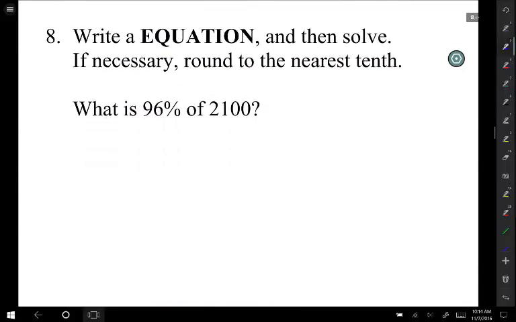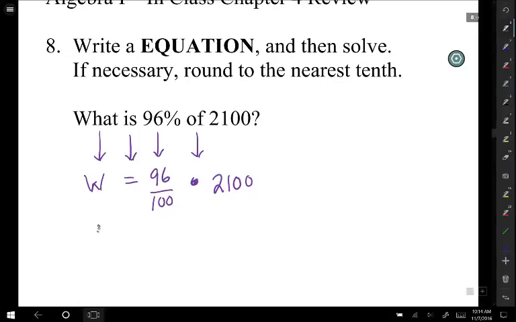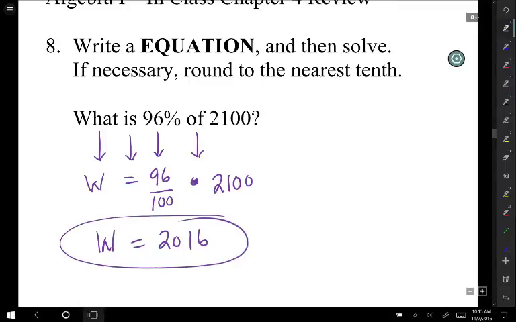Okay, this one says write an equation. So this is a literal translation of the information. What becomes W? Is becomes equal. 96% becomes 96 over 100. Of is times. 2100 is 2100. So on your calculator, you could put in that exact 96 over 100 times 2100. So it says W equals 2016 exactly. Do we need to round to the nearest tenth? No, we're done, because it was an exact answer.